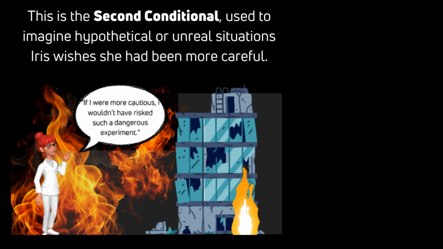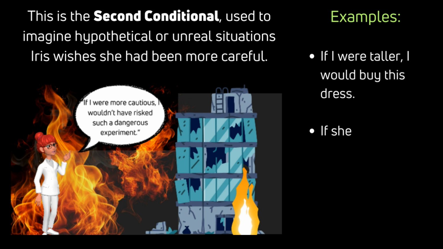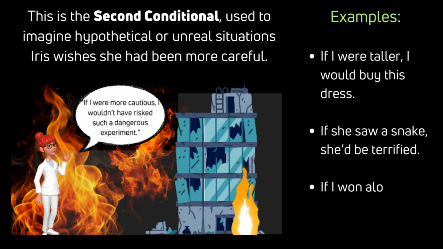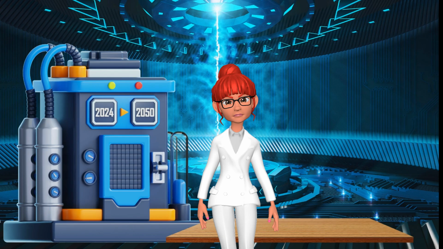Further examples of second conditional are: if I were taller, I would buy this dress. If she saw a snake, she'd be terrified. If I won a lot of money, I'd buy a big house.